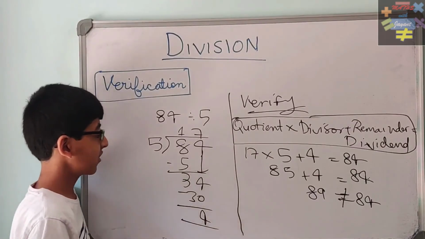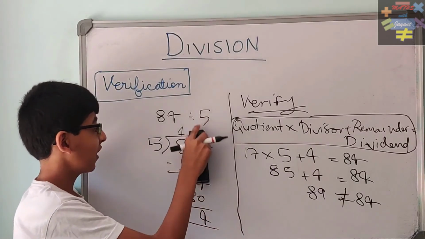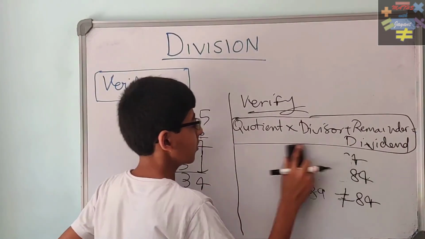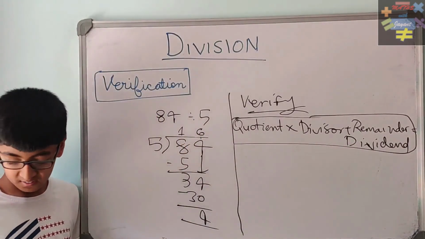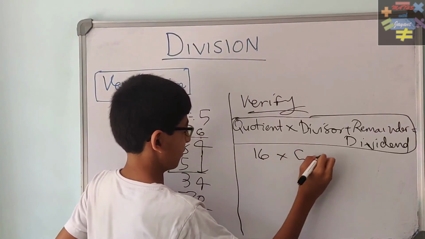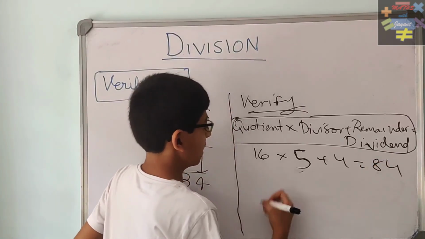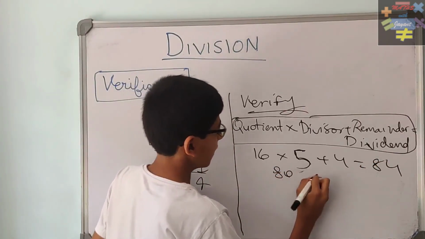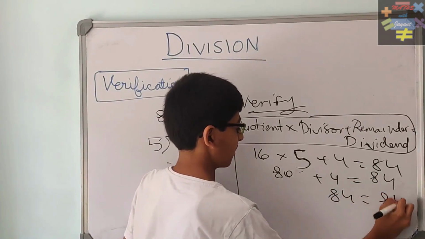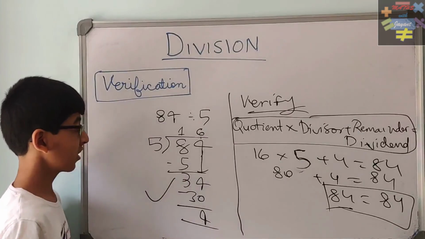Now, let us correct this. Over here, let's check. 5 on the 5, we get 3. 5 sevens do not give us 30. 5 6s are 30. And now, we subtract and we get 4. Now, let us check the verification again and see if we got the answer right or not. So, 16 into 5. This we have to add with 4 and we should get 84. 16 into 5 gives us 80 plus 4. This should give us 84. 80 plus 4 is 84 and we should get 84. So, hence now our division is correct.